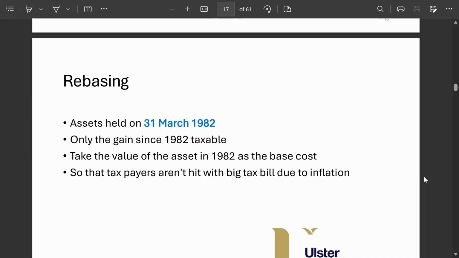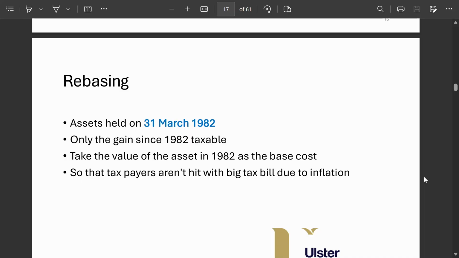Are you aware of these terms called the real rate and the nominal rate? You know this concept, right? The real rate is basically the nominal rate minus inflation. So basically we have to do this inflation indexing. So there's this rebasing concept.